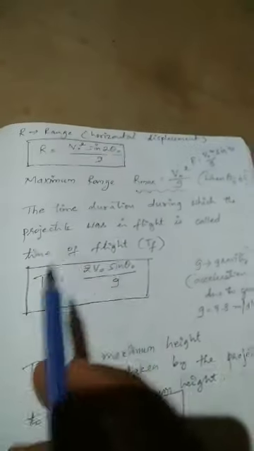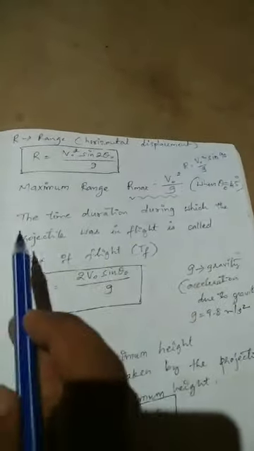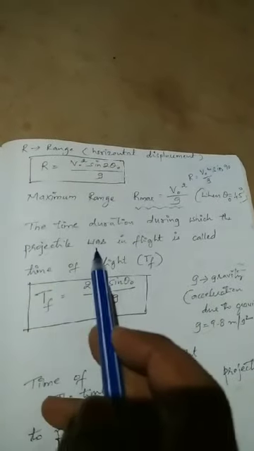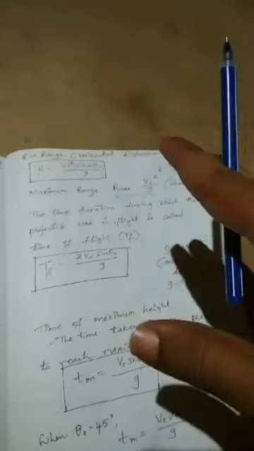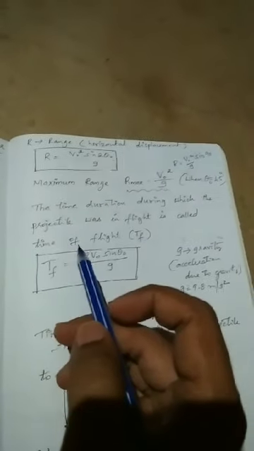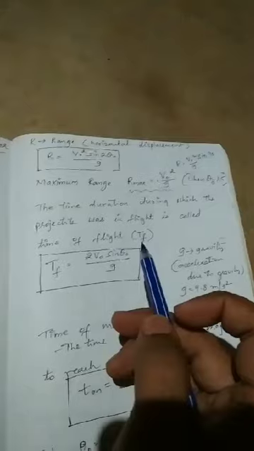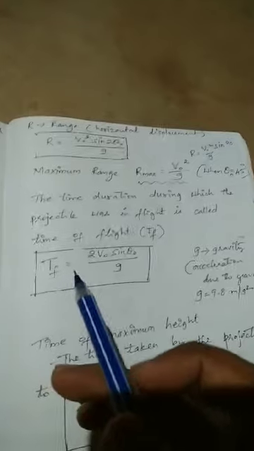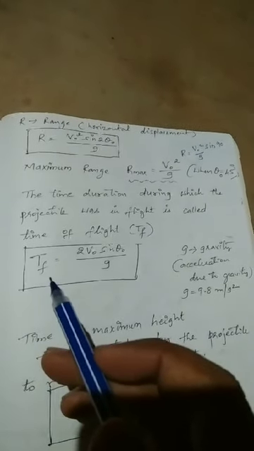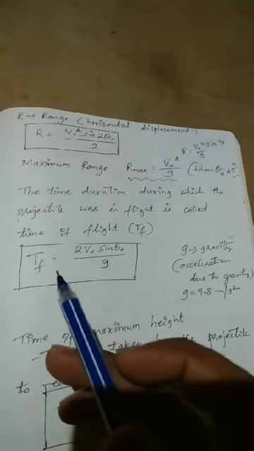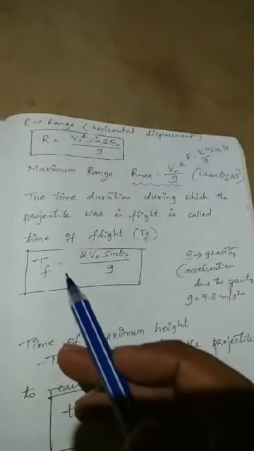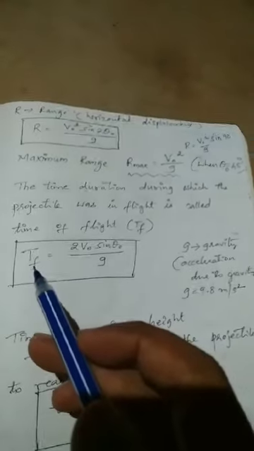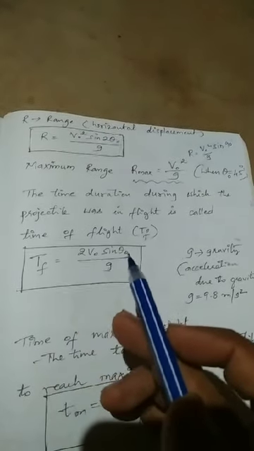Next, time duration. The time duration during which the projectile was in flight, that is, was flying, is what you call the time of flight, TF. You may already know all these things because it is covered in your theory part. I know you are very brilliant, but due to lockdown you may have forgotten it, so remembering once again is my duty. TF equals 2 V naught sin theta naught by g.